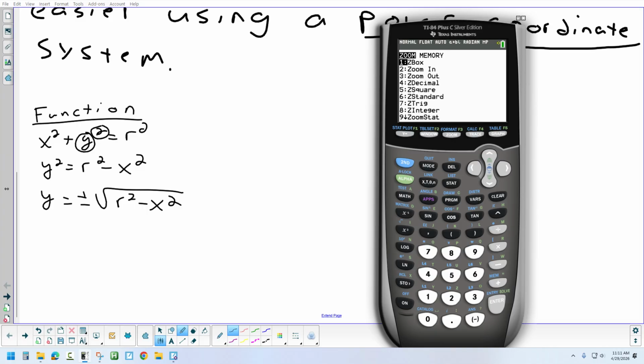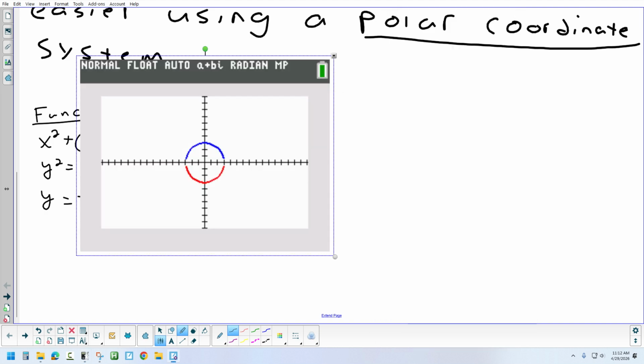All right, I'm going to do zoom 6, and then I'll fix it with zoom 5 to make it look not distorted. So zoom 5. And that's the best that I can do to draw a circle as a function. It's really not even a circle. It's just 2 semicircles kind of stuck together. They don't even connect in the middle.